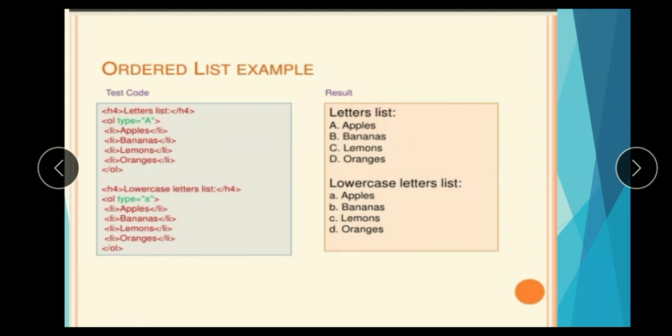And here you see OL type A. Type A means your ordered list starts with capital A. You give the list items apple, banana, lemons, orange, and you close your ordered list. Then when you write such HTML code, you find the result: A apples, B banana, C lemons, D orange. And here is lowercase. Same program but type equal to small a. It's the same thing. Here it starts with a small letter: small a apple, small b. These are the lowercase letter lists.